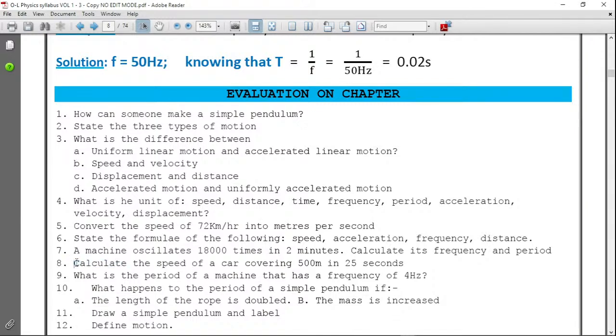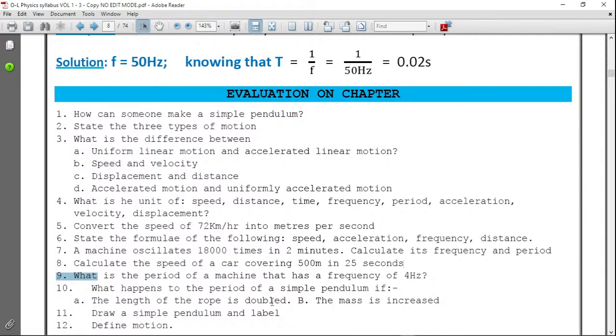Then calculate the speed of a car covering 500 meters in 25 seconds. These are mostly multiple choice questions. What is the period of a machine that has a frequency of 4 Hz? What happens to the period of a simple pendulum if the length of the rope is doubled? I will answer this one.